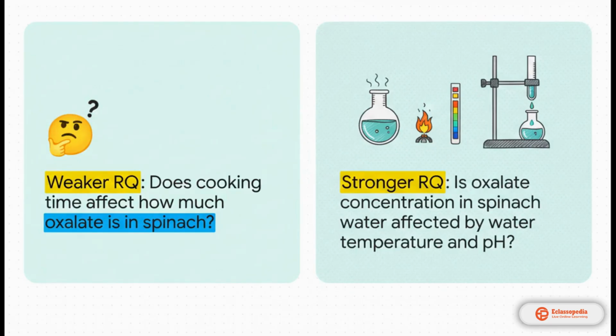Here's another fantastic example. I mean, the weaker question is an okay start, but the stronger one, that's scientifically solid. It clearly points out multiple things you'll change, the temperature and the pH, and exactly what you'll measure, the oxalate concentration. This is the level of focus you need for a top-scoring IA.